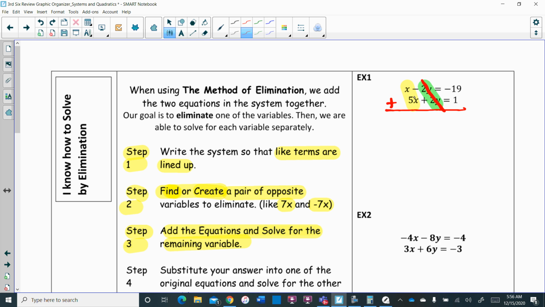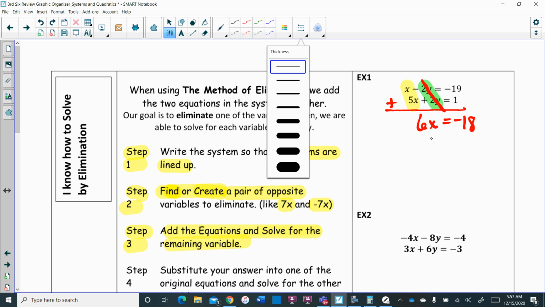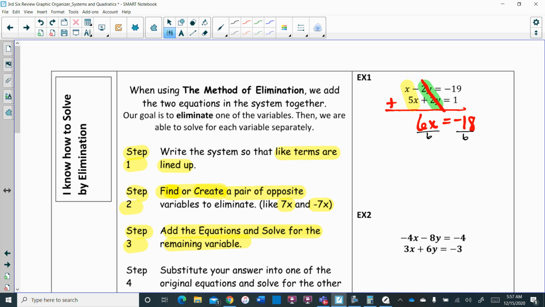What's remaining is, because when I add x and 5x, that's 6x. And when I add a negative 19 plus 1, that's a negative 18. And now I'm solving for the remaining variable. So this would be when you divide by 6, if you need that. No, I know y'all can just do that mentally. So this would give me x is a negative 3.